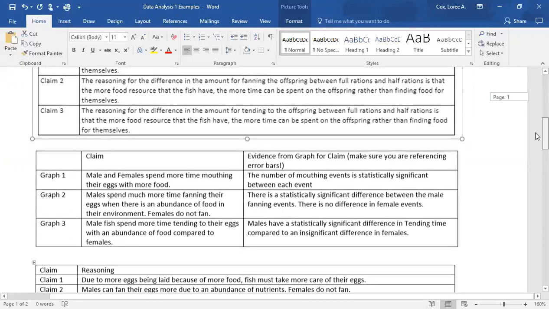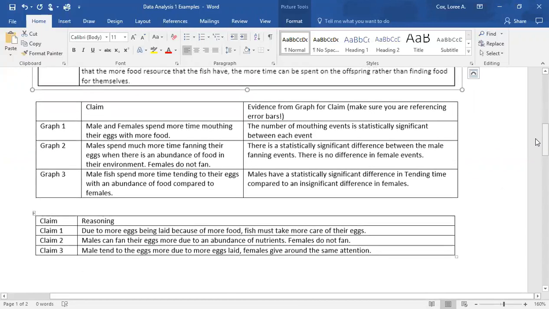Okay, let's look at this next student. Male and female, okay, good, they separated it. Male and female spend more time mouthing their eggs with more food. Okay, not quite right based on our first graph, because if you remember when we looked at that graph, we saw the males didn't really have a statistically significant difference. So the number of mouthing events is statistically significant between each event. Well, I don't see a male with overlap and a female without overlap here. So this person didn't quite earn the point.